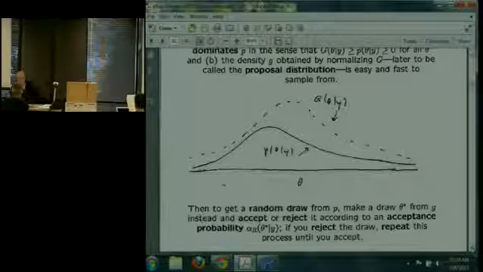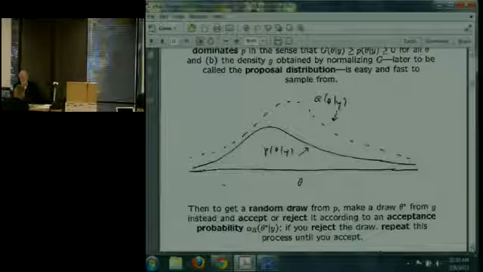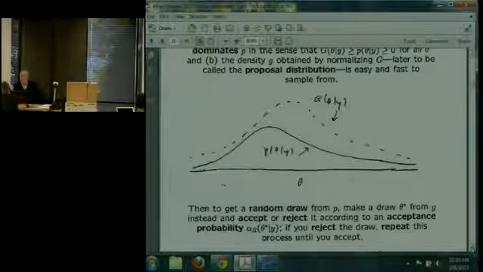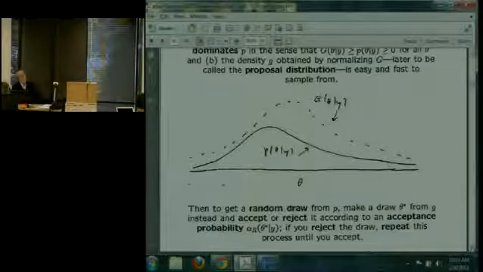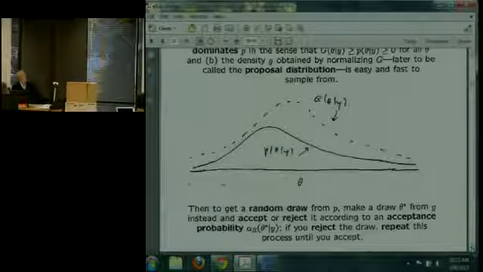Decide to accept or reject according to an acceptance probability, by which I mean you, in effect, toss a Bernoulli coin with a success probability given by alpha R. And if it comes up as success, you accept the draw, and if it doesn't, you reject the draw. And his idea about what to do when you reject the draw is you throw it away completely and draw again until you get a draw that you want. And then keep doing that same thing over and over again until you have as many such draws as you'd like. So that's his idea.